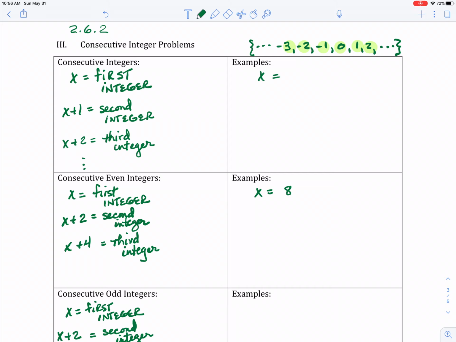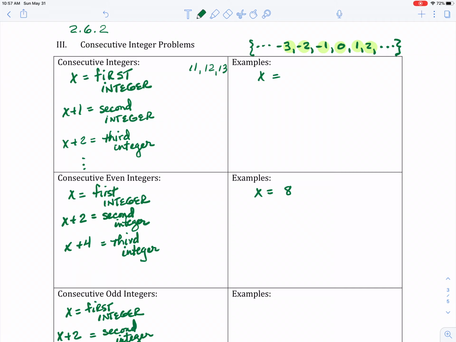So an example of consecutive integers might be 11, 12, and 13. That would represent some consecutive integers. So how do we represent those with mathematics? We would call the first one x. The second one is 1 larger than the first, so we would call the second one x plus 1. And the third one is 2 larger than the first. 13 is 2 larger than 11. So we would call the third one x plus 2, and so forth.